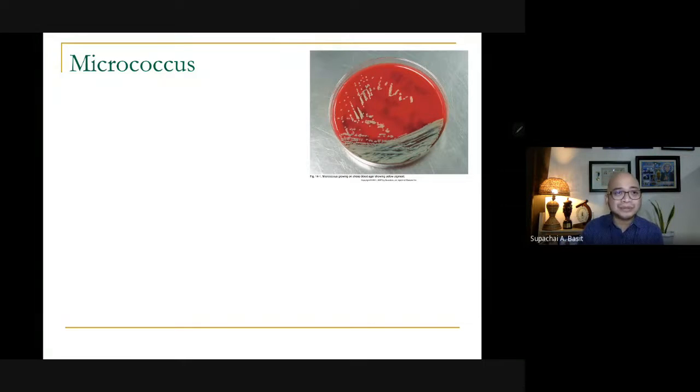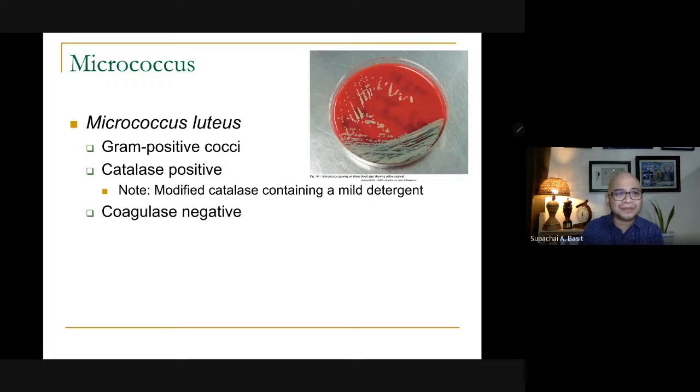Staphylococcus is actually part of the family Micrococcaceae. One of the genera in the Micrococcaceae family is Micrococcus luteus. It is an example, again, of a gram-positive cocci that is also catalase positive.